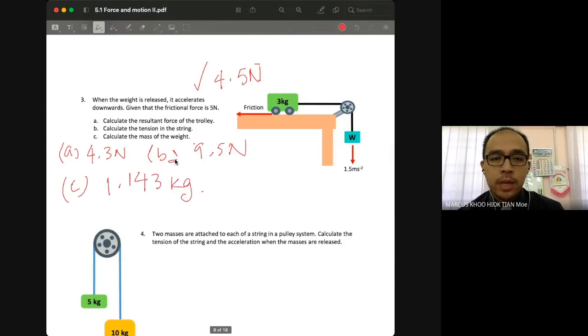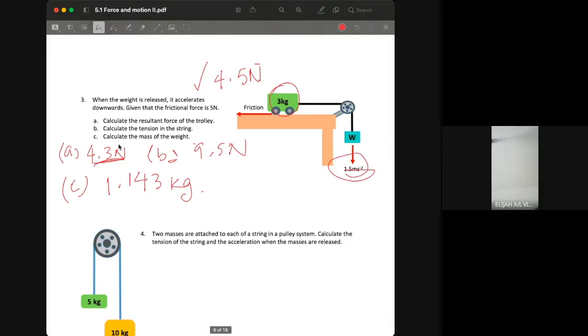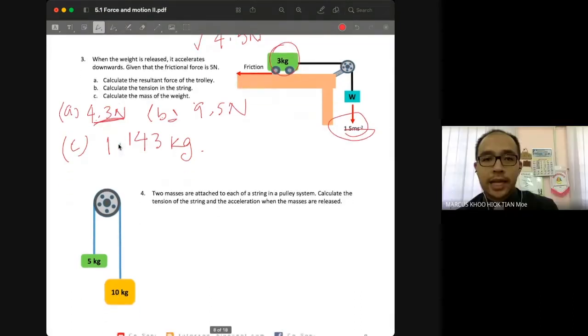How about B? Is this answer correct? B is correct. C also correct. So A was the one that was like, how do you get 4.3? Yeah, 3 times 1.5 is 4.5. That's how we would get this. A calculation mistake, sir.